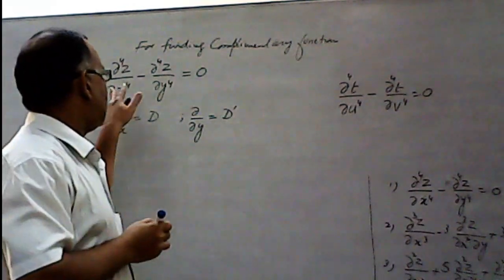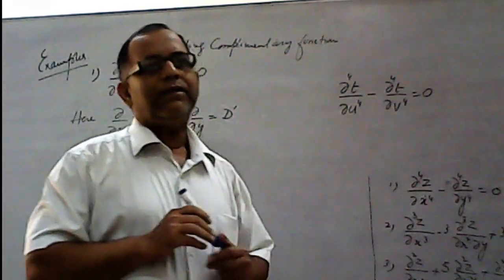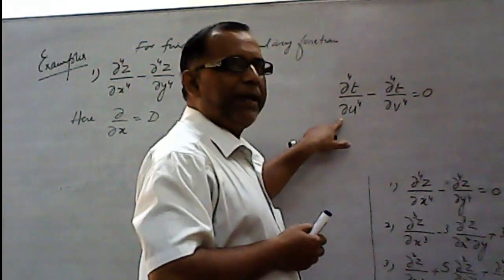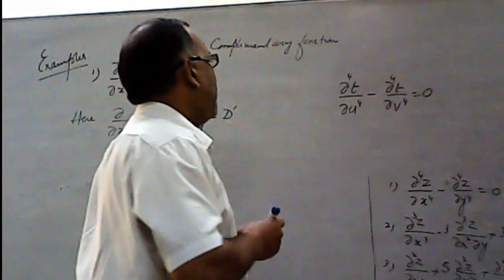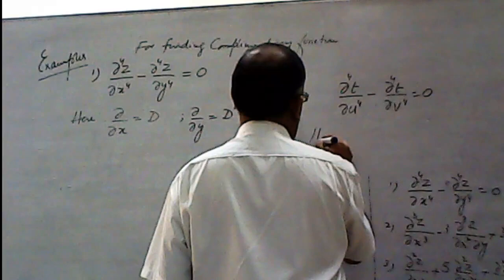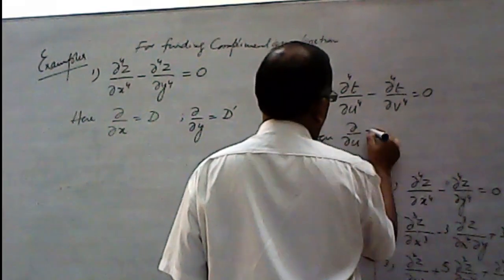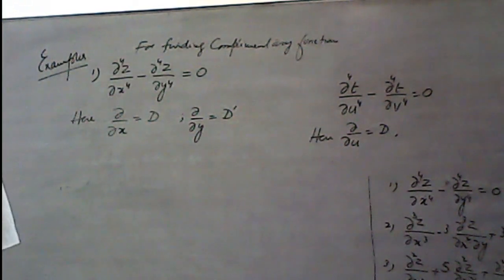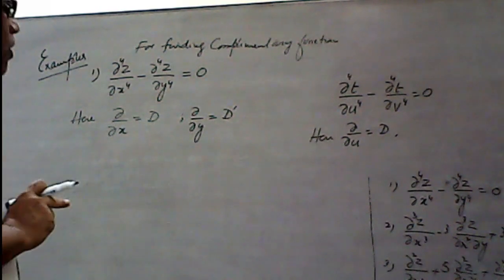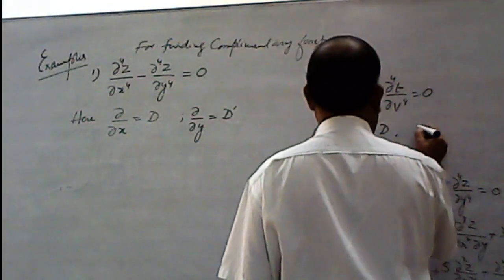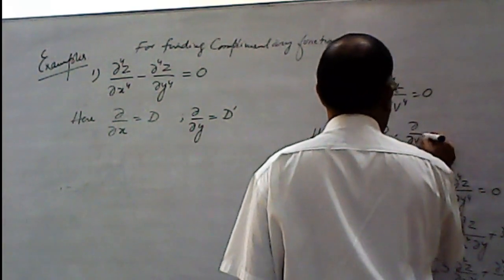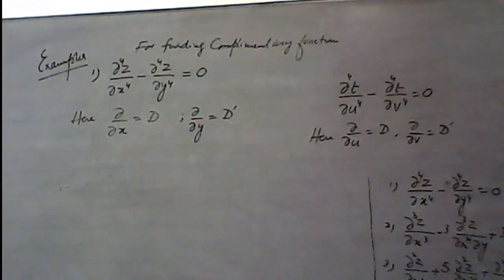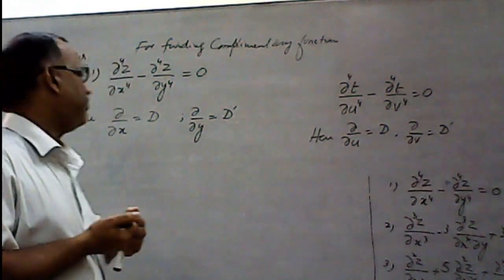Let's say I have the same example but with different variables. Then remember that the first independent variable's derivative will be named as capital D. So here, partial by partial u, the derivative with the first independent variable appearing in the given question, will be given the name D, and this other derivative will be given the name D dash. So this is the way to call the derivatives D and D dash.